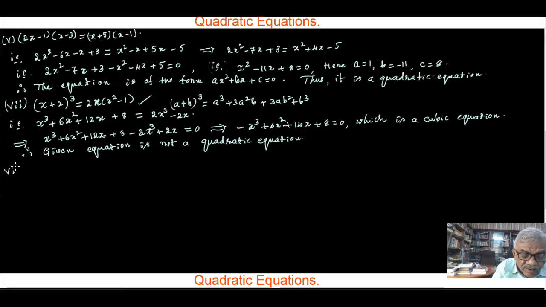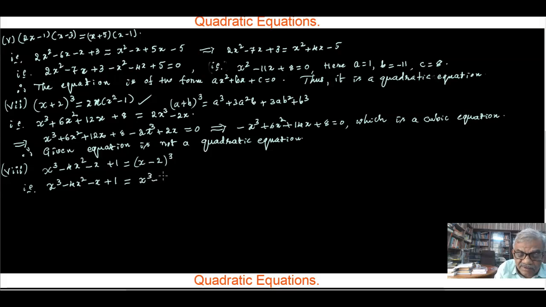The last one, the eighth one, I am going to consider, and that is x cube minus 4x square minus x plus 1 is equal to x minus 2 whole cube. Here I am going to use the a minus b whole cube formula. Now I can write down x cube minus 4x square minus x plus 1 equal to x cube minus 6x square plus 12x minus 8.